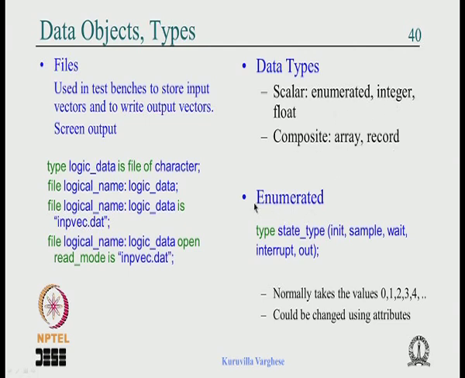So let us look at an enumerated data type. Normally for a state machine state diagram we can use this kind of thing. Anytime you say type, it's a new data type, some name, and in the brackets you give the enumeration, like you enumerate the states: init, comma, sample, comma, wait, comma, and so on. These are the states of the state diagram.